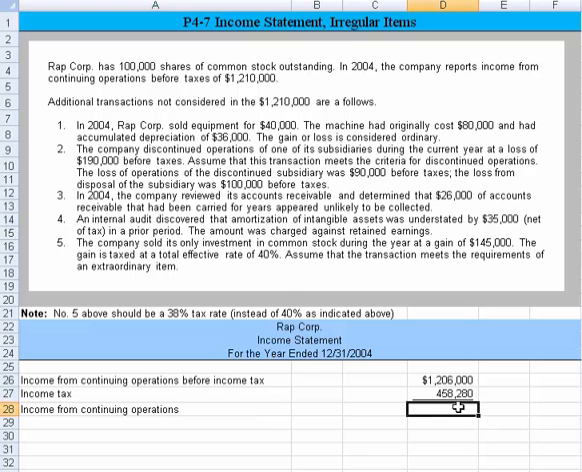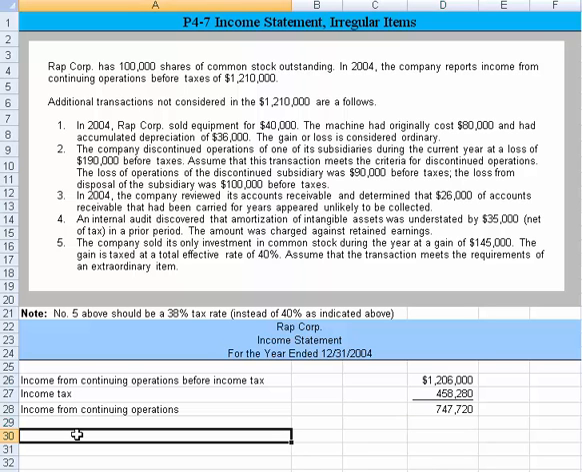Income from continuing operations then would be the 1,206 less the 458,280. And remember, we're using that 38% instead of 40% on this problem. Okay, so now we have income from continuing operations. The next item we need to work on is discontinued operations.